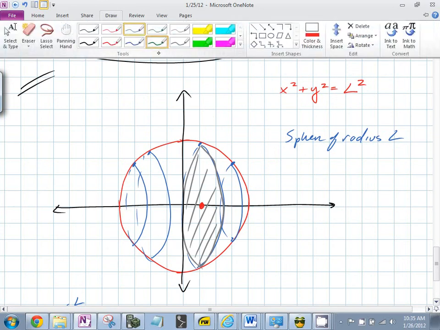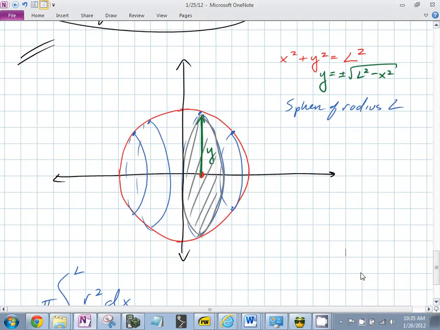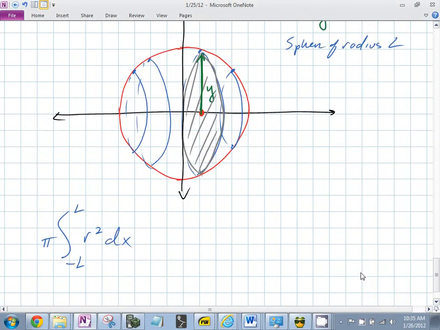So we need to isolate y. Well, you've done that many times. What is y equal to? Plus or minus the square root of L squared minus x squared. Exactly. It's the square root of L squared minus x squared. So that right there is our height. That is the radius of our circle. Do you agree with that? That's the radius of our circle. It's not the radius of our sphere. It's very different, right? So what is this going to be equal to?